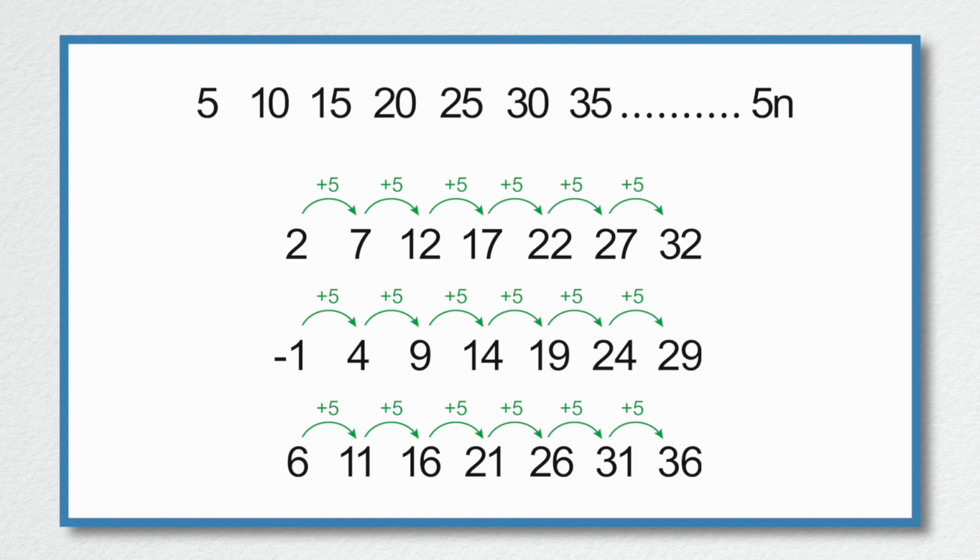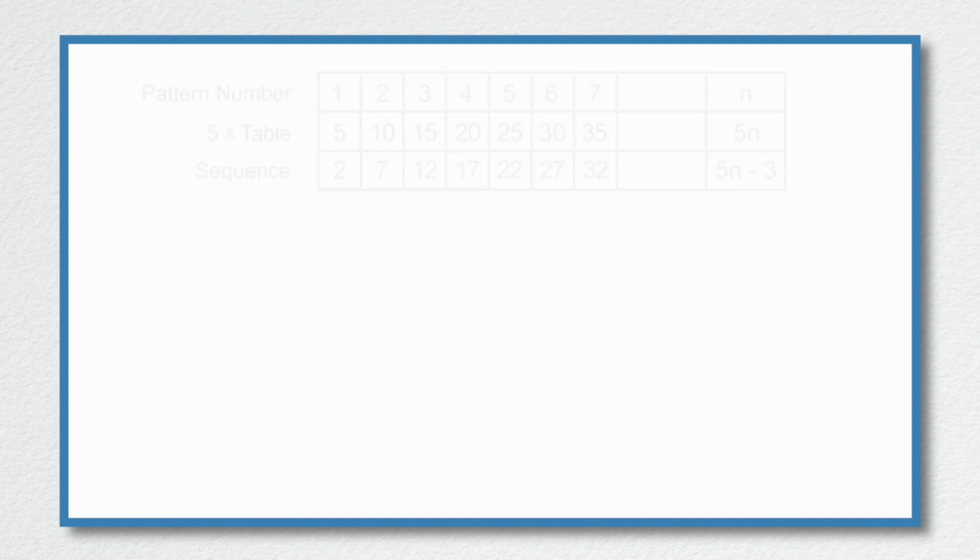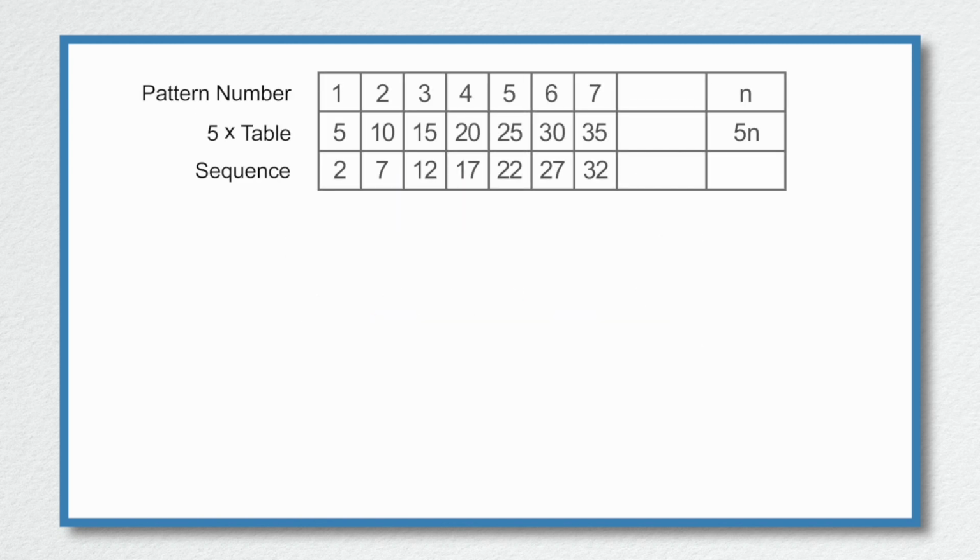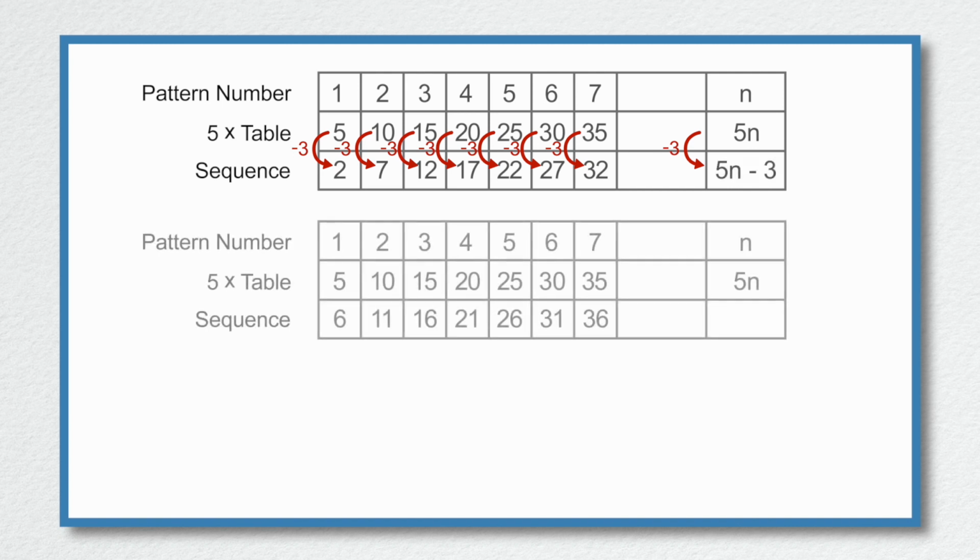So in each case, let's compare the sequence to the 5 times table. Here's the first one, and we can see that to get from the 5 times table to the sequence, we're subtracting 3. 5 subtract 3 is equal to 2, 10 subtract 3 is equal to 7, 15 subtract 3 is equal to 12, and so on. So the nth term of this sequence is going to be 5n subtract 3. For the next sequence, to get from the 5 times table to the sequence, we're having to add 1. 5 add 1 is equal to 6, 10 add 1 is equal to 11, and so on. So the nth term is going to be 5n add 1.